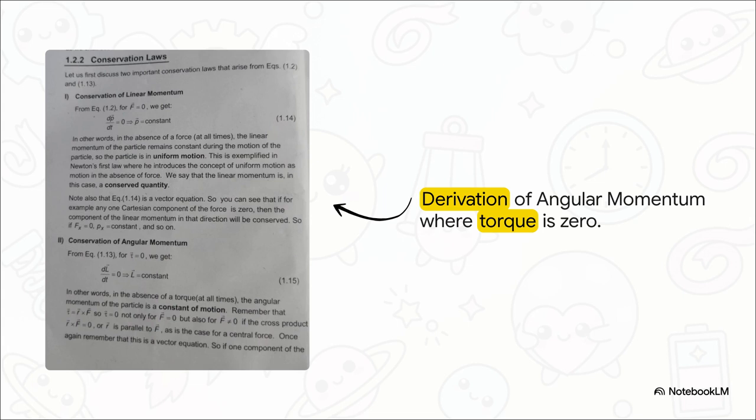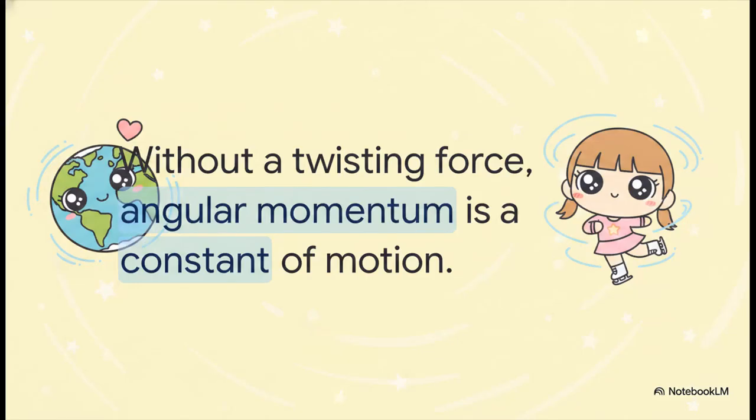But the text points out something super fascinating here. Torque is the cross product of the position vector and force. So it's 0 not just when there's no force, but also when the force is strictly parallel to the position vector. Think of gravity pulling a planet directly toward a star. And this brilliantly illustrates our second rule. If you don't twist an object, its rotational momentum is totally conserved, locking its spin right in place.